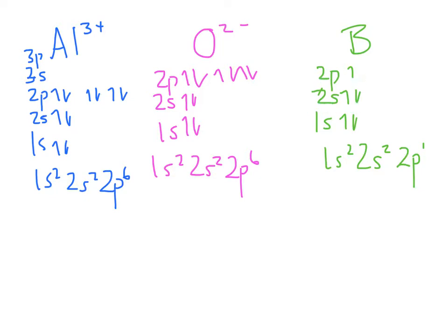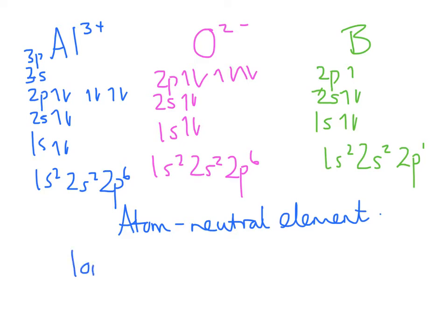They then ask you to differentiate between an atom and an ion. An atom is going to be a neutral element, whilst an ion is an element or an atom that has gained or lost electrons.